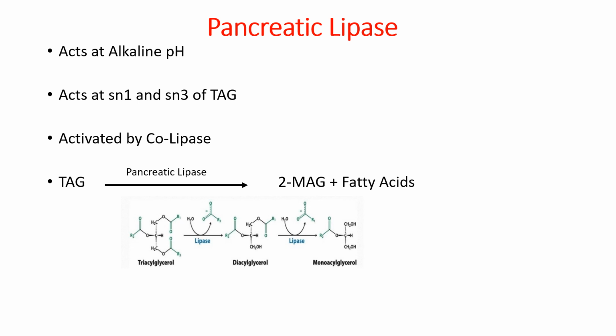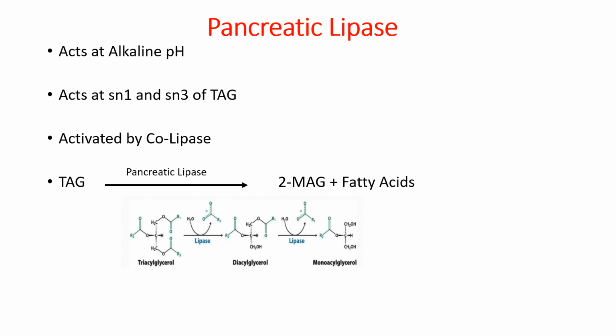If you can see here, this is the glycerol. At position 1 there is one fatty acid, at position 2 there is another fatty acid, and at position 3 there is another fatty acid. The pancreatic lipase step by step removes the fatty acids from position 1 and position 3, but at position 2 this one remains. So what are our products then?